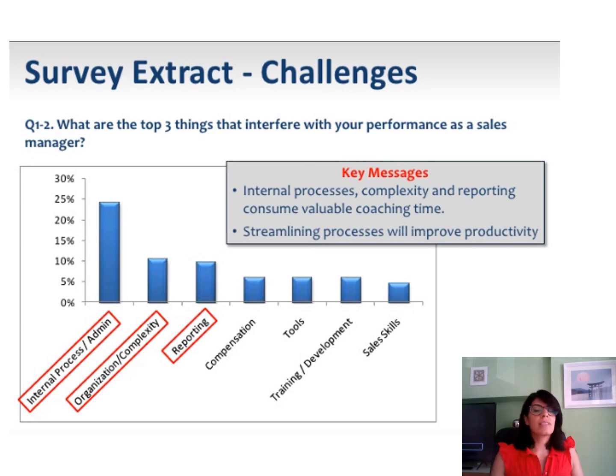Here's an extract from the survey the VP of Sales did. One of the questions asked, what are the top 3 things that interfere with your performance as a sales manager? You can see here that one of the biggest things that actually interfered was the internal processes and admin. It created a lot of complexity in their jobs and it was very time consuming. But then the other things that interfered were the complexity of the organization and how much reporting they had to do. So what would have to happen here is the VP of Sales will have to streamline all processes to actually improve productivity.